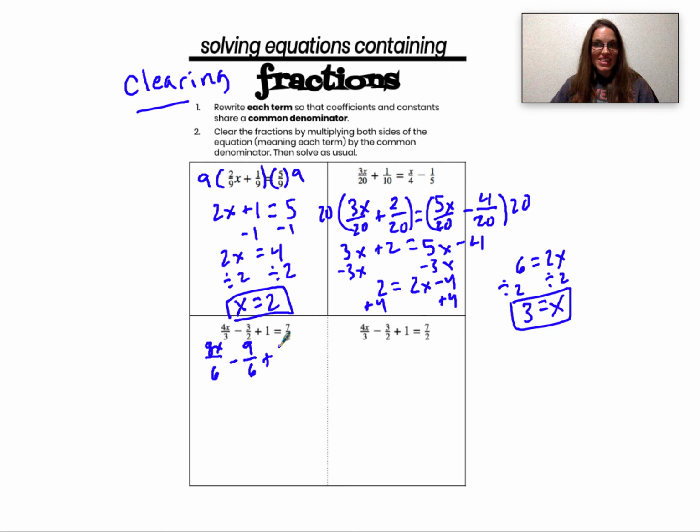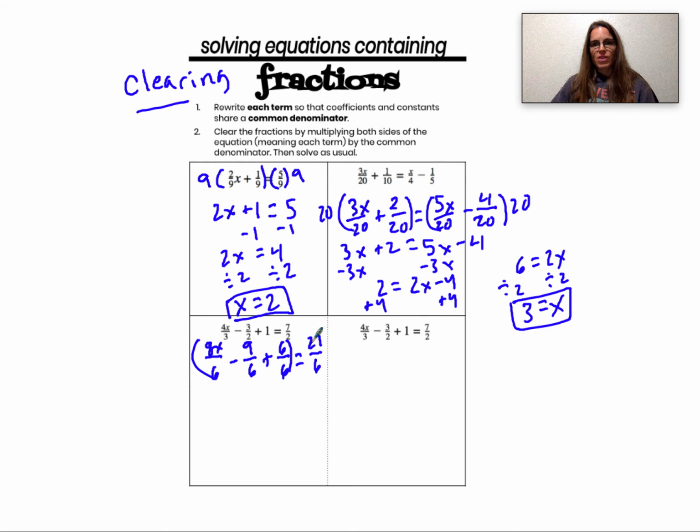And then I can't just write this as 1/6. For some reason, that is really common. 1 with a common denominator of 6 is 6/6. So 1 is 1 over 1, multiplying the numerator and the denominator by 6. Finally, 7/2 written with a denominator of 6 is times 3 times 3, 21/6.